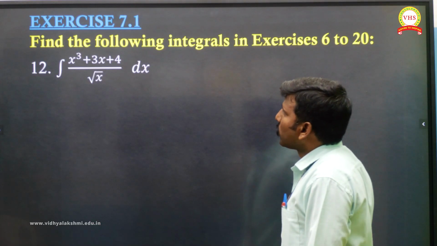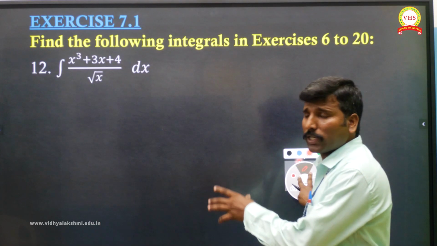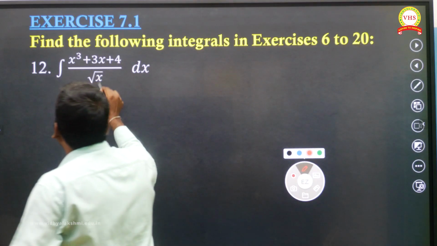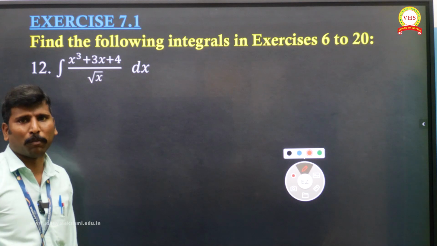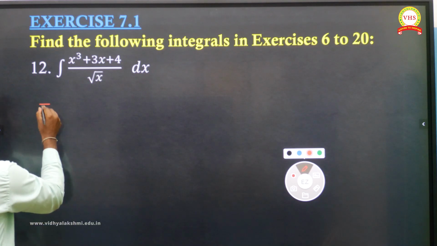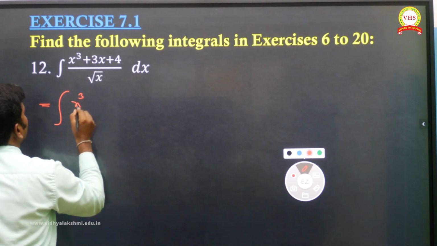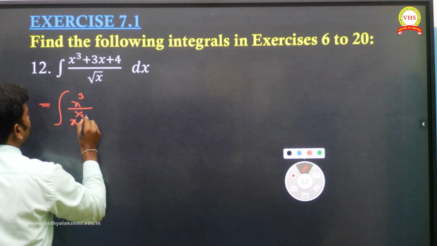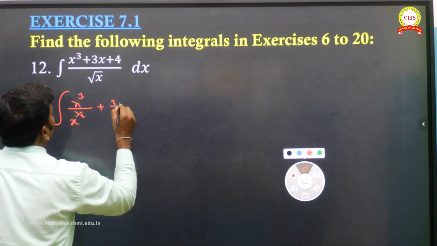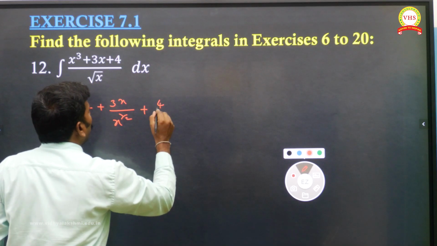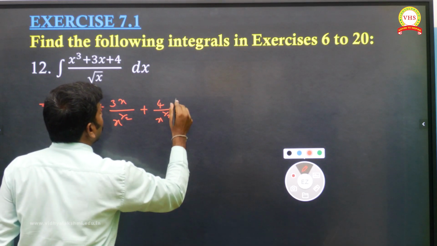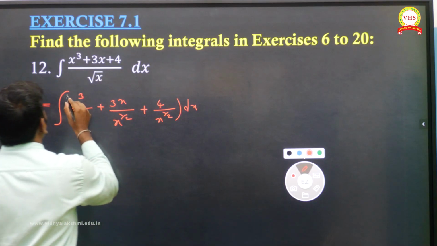Question number 12. You can notice it is the same, but the power is 1 by 2. The root x you can consider as power 1 by 2, right? So in the same manner, x power 3 divided by x power 1 by 2, plus 3x divided by x power 1 by 2, plus 4 divided by x power 1 by 2, into dx. That is the meaning.